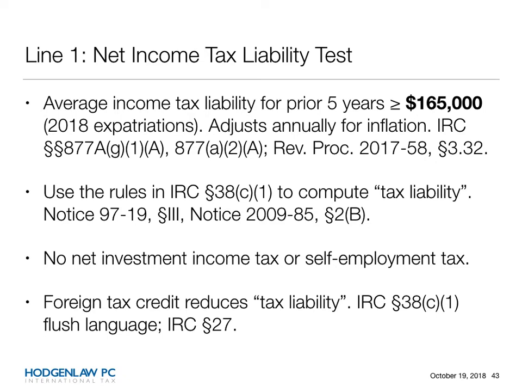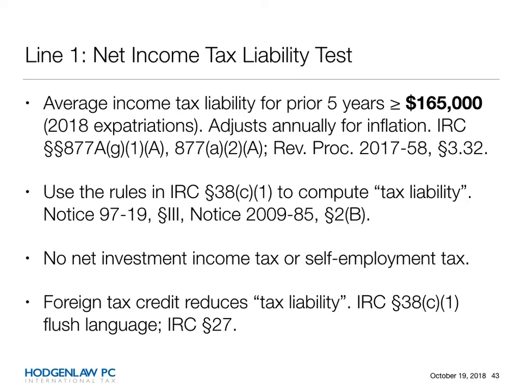How do you calculate the net income tax liability for each of the prior 5 years so you can then compute the average? Well, the average is add the 5 years together, divide by 5. That's easy. But in order to compute the income tax liability, you're told to go look at Internal Revenue Code Section 38C1.